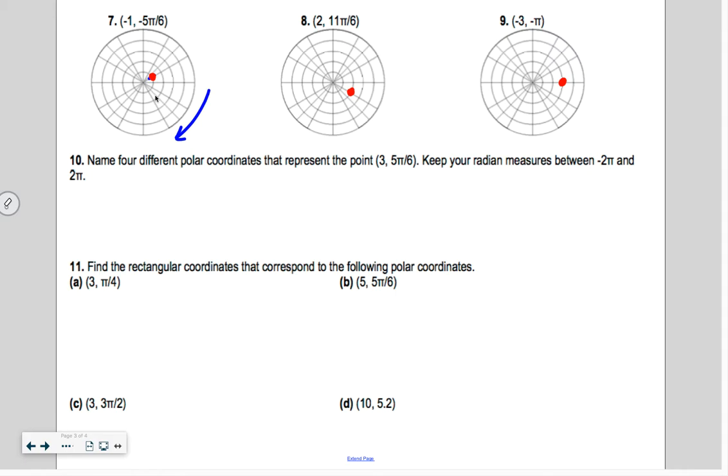All right, so number 10 says name 4 different polar coordinates that represent the point 3, 5 pi over 6. Okay, so keep your radian measures between -2 pi and 2 pi. I want you to think of all the different ways you can name the angle, all the different radius numbers you can use, and so on. So let's graph 3, 5 pi over 6.